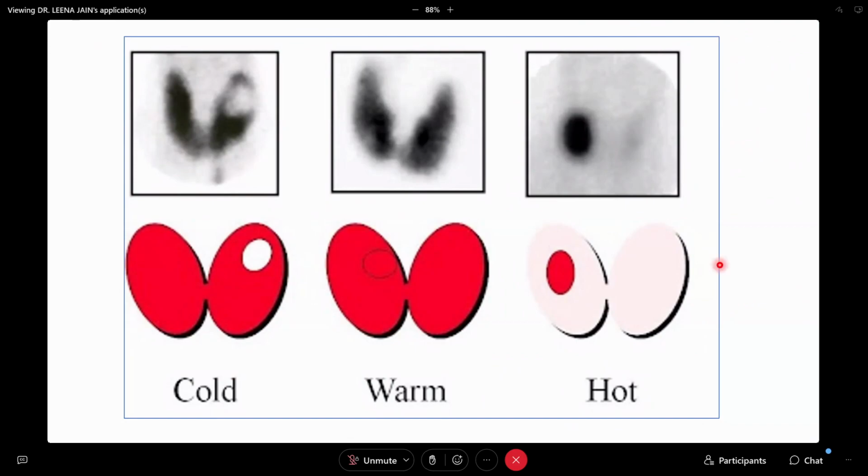So here is another picture of what we have seen in the previous picture. This is the cold nodule. The whole gland is enlarged, so it looks like a hyper uptake. So it is like the warm nodule, and the hot nodule is one very prominent nodule. So that will be the whole hot nodule. These are the equivalent depiction of the two pictures. This is the whole hot nodule. This is the warm nodule, and this is the cold nodule. Warm nodule, we can say it is a warm gland basically.